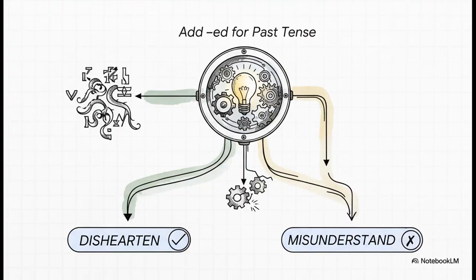Here's a classic example of the brain's logic at work. A learner figures out the ED rule for past tense. Great! So, disheartened becomes disheartened. Perfect. But that same logic, when applied everywhere, leads to things like misunderstood it. See, that's not a random guess. That's overgeneralization. It's the brain trying to make sense of the new language by applying a rule it's already learned. It's smart, just not right in this case.